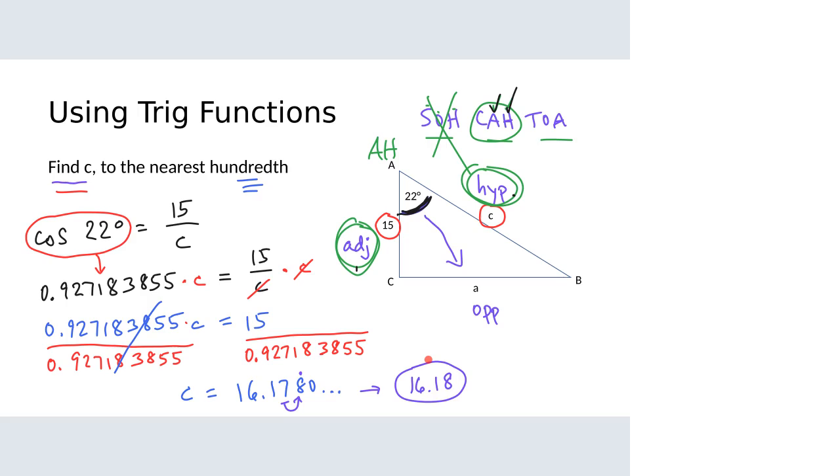How long is the hypotenuse in this triangle? It's 16.18. What we just found is this: if we know the angle right here is 22 degrees, and this side length is 15, then the hypotenuse length must be 16.18. All right, let me know if you have questions on that before I have you try one.